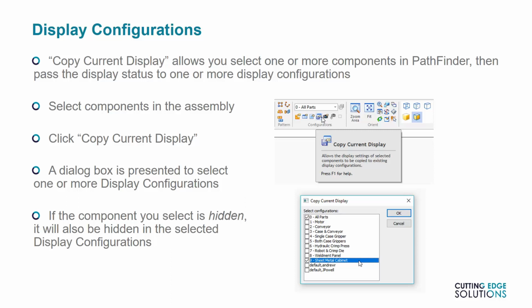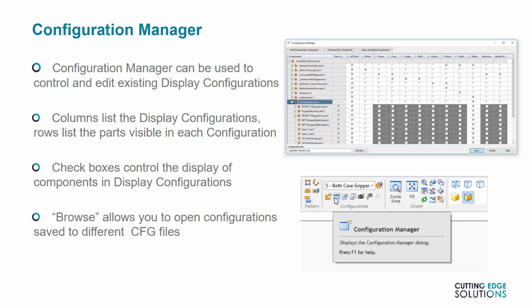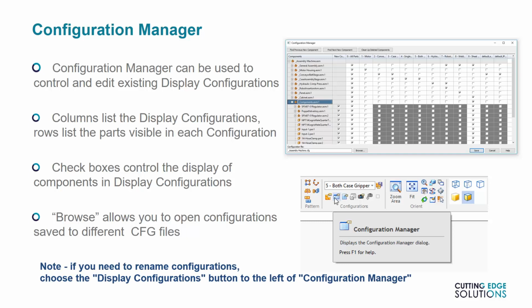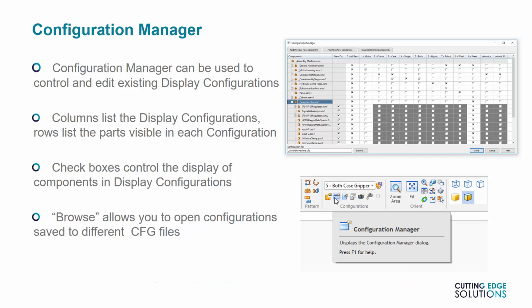So that's a quick way of adding new parts to your existing configurations, but there is another way to do so. Configuration Manager offers much more detailed control over your configs, providing a parts list style view, and tools designed to check for new and deleted components. The easiest way to use Configuration Manager is to look down the columns for components to hide and show. A checked box in a row for a particular column will show this part or subassembly in a particular config, and an unchecked box will hide it.